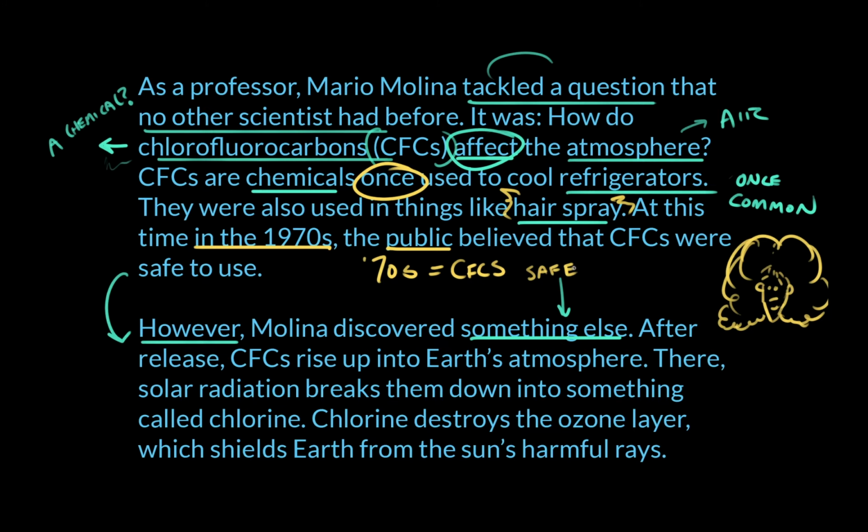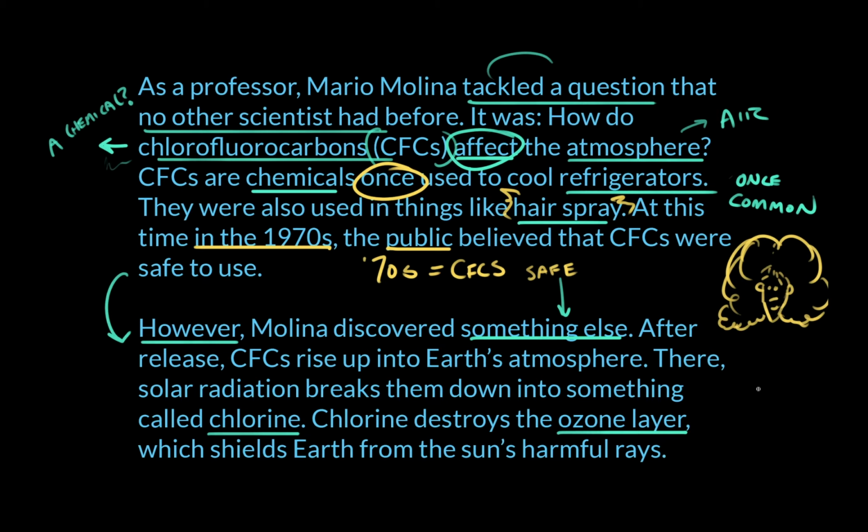Something else was true. After release, CFCs rise up into the Earth's atmosphere. There, solar radiation breaks them down into something called chlorine. Chlorine destroys the ozone layer, which shields Earth from the sun's harmful rays.